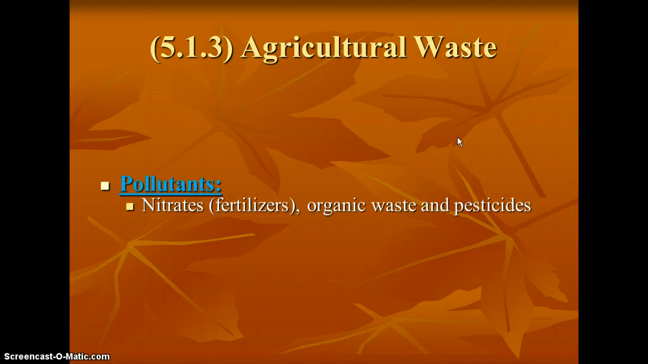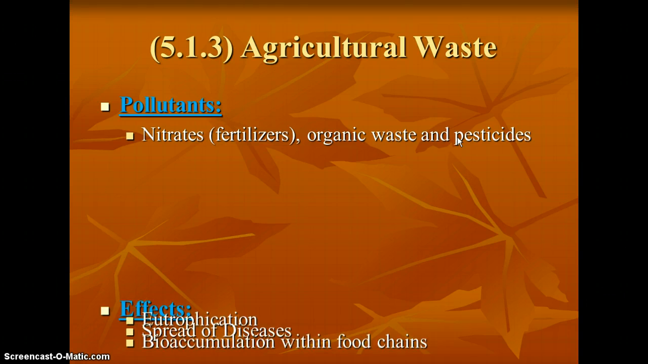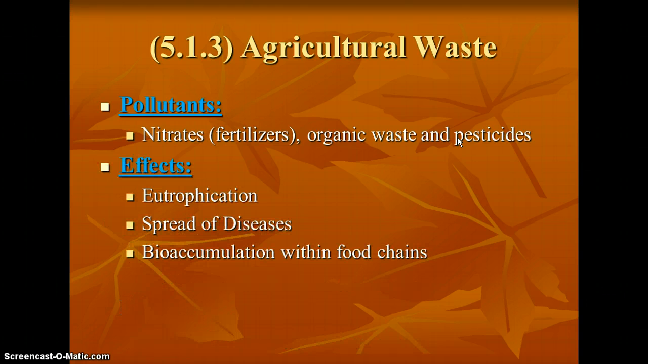And then agricultural waste. Those are going to be our nitrates, especially in fertilizers, any sort of organic waste, our pesticides that we learned about when we were doing agriculture way back when. What are the effects of those things? Eutrophication again, which we'll talk more about in detail later, spread of disease, and of course some of those things like pesticides such as DDT are bioaccumulators and will affect things up the food chain. Wonderful.